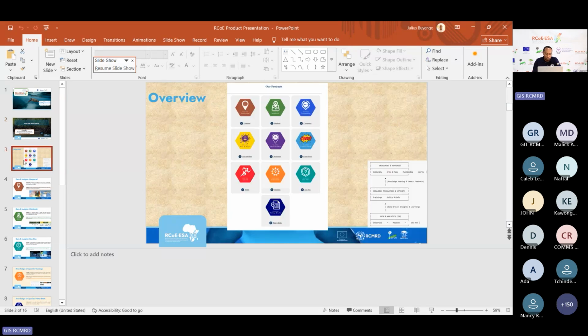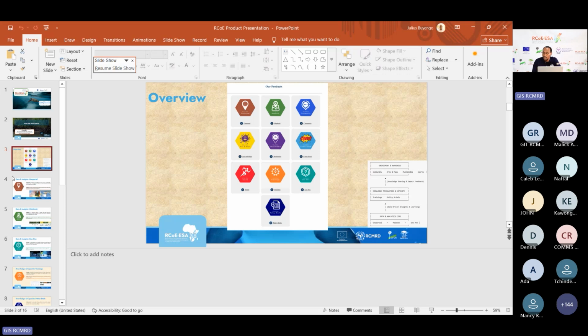So we have a range of products. We have the geoportal, the map book, the community, the arts and maps, multimedia, comic book, sports, trainings, and some analytical tools that we use, like the GeoHex, and we do publish policy briefs. And at the core, we have data and analytics.